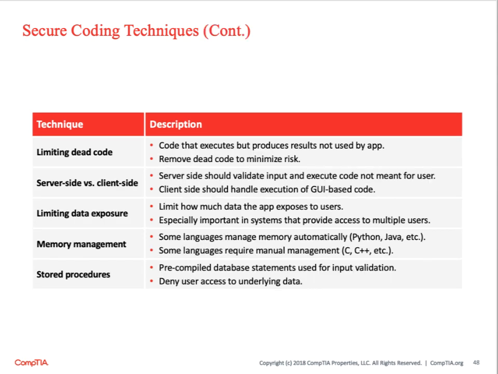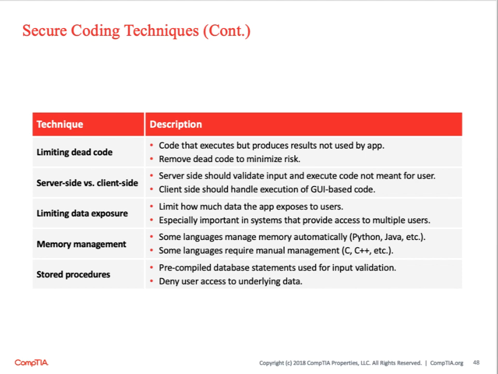Limiting dead code. Dead code is any code that successfully executes, but its results aren't actually being used in the software. Because it still executes, it can present a security risk. So it's best to identify it and remove it. Server side versus client side. The server side should validate input and execute code not meant for the user. You shouldn't be able to see that as a user. So something like transmitting data to a database, right?